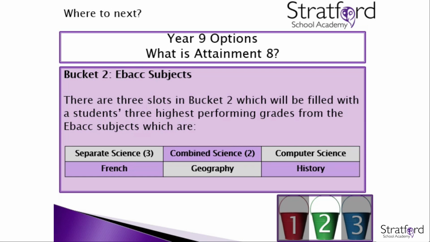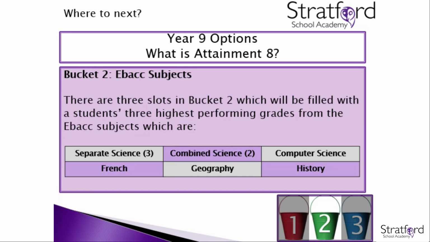Bucket number 2 is the EBAC bucket. So this bucket can only take subjects which are the EBAC subjects, which are listed on the screen now. There are 3 slots in bucket 2, each needing to be filled with 1 grade from each of those subjects. If a pupil takes separate science, they could end up using all 3 of those grades in bucket number 2, and that be bucket 2 filled.